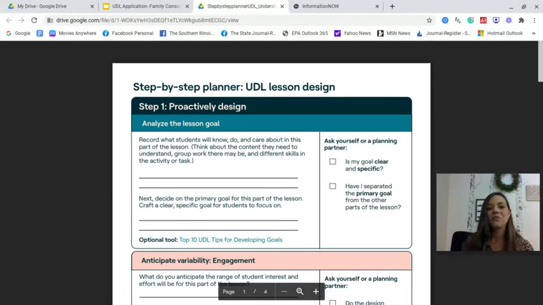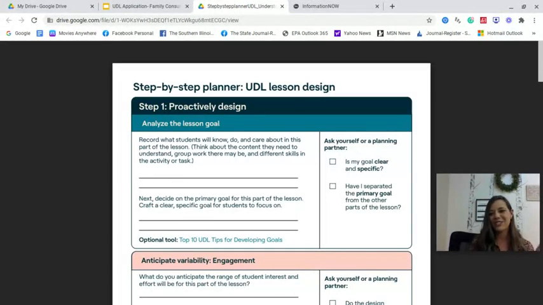So we have the step-by-step planner. This is available to us currently as a PDF. I know that whenever I think about my ideas, I like to write on things. So I'll include a printout of this in your mailboxes or in your classroom whenever we're able to return back to school. So talking about step 1 is proactively designing, okay?